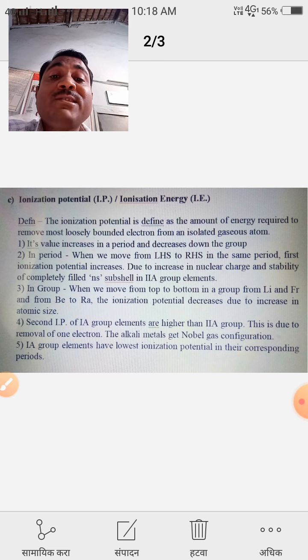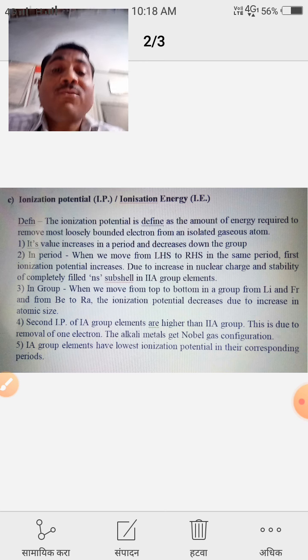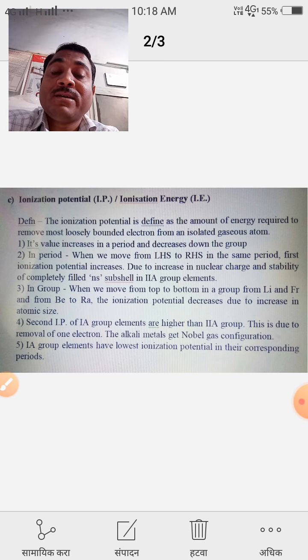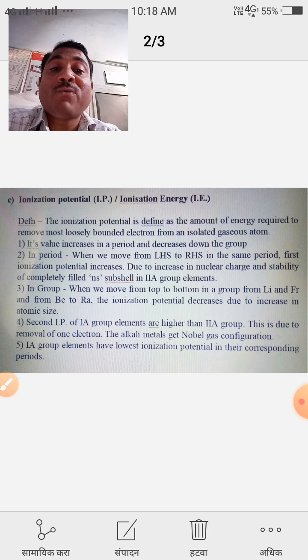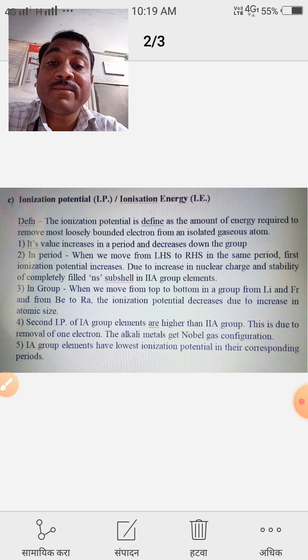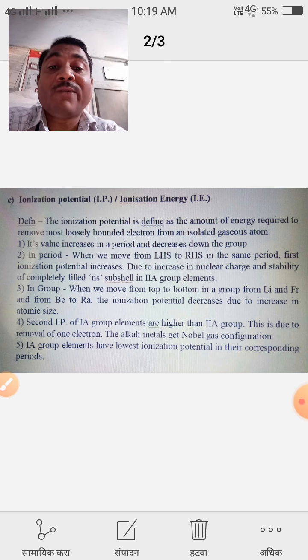The ionization potential is defined as the amount of energy required to remove the most loosely bound electron from an isolated gaseous atom. It is the minimum amount of energy. Ionization potential or ionization energy is the minimum amount of energy required to remove the most loosely bound electron. Most loosely, this is the important word, most loosely bound electron from an isolated gaseous atom is known as the ionization potential or ionization energy.